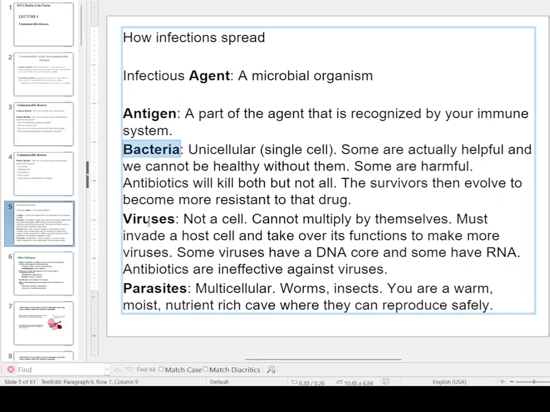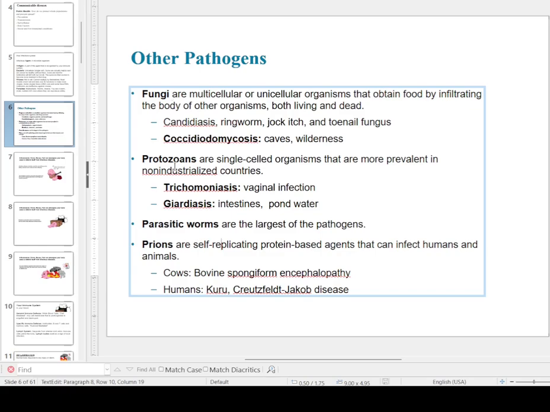And then I said the word bacteria, viruses, and parasites. I'm not going to read this slide to you. You can pause. And knowing the difference between every one of these is not actually in the scope of this class. We're talking about public health efforts.